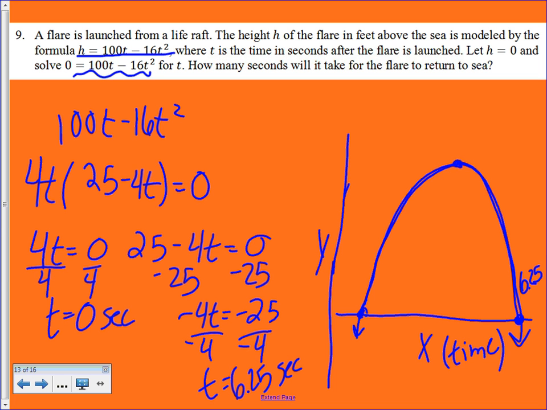Well, let's look at what the question was asking us. It asked us how many seconds it will take for the flare to return to C. So the answer is 6.25 seconds. Okay, let's take a look at this next one.